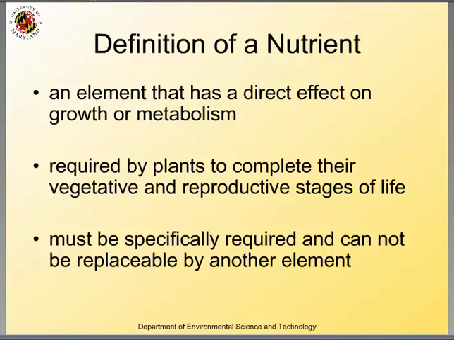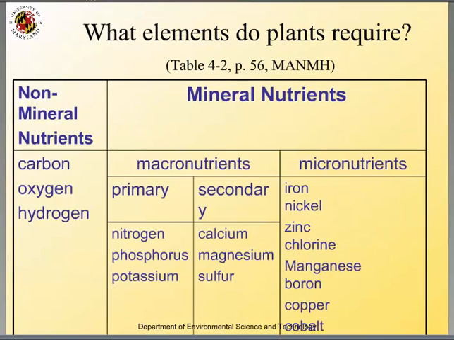So you have a table in the Mid-Atlantic Nutrient Management Handbook, which is what I use as the abbreviation for that book you have on disk. On page 56, table 4.2, you have this table. Ooh, look, I need a little more space there. Anyway, there's non-mineral nutrients, and that means plants don't get it from the soil. Okay? Then there's mineral nutrients. That means the plants do get it from the soil.